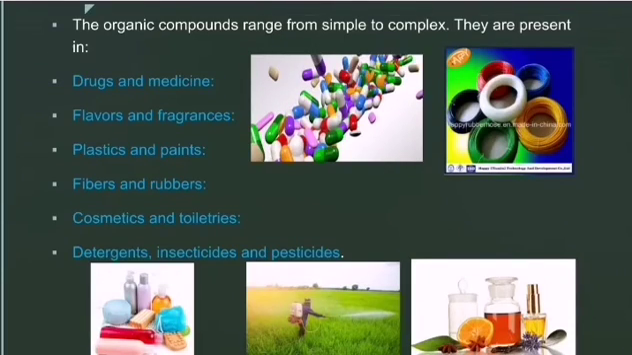Here we have certain organic compounds which are synthesized in the laboratory: drugs and medicines, flavor and fragrance, plastics, paints, fibers, rubber. Fibers are basically wires. Next we have cosmetics and toiletries, those materials which you use in toilets. Then detergents, insecticides, which are insect killing chemicals, and pesticides, which are pest killing chemicals. All these are organic compounds, and they are very complex organic compounds which are synthesized, and we use them daily in our life.